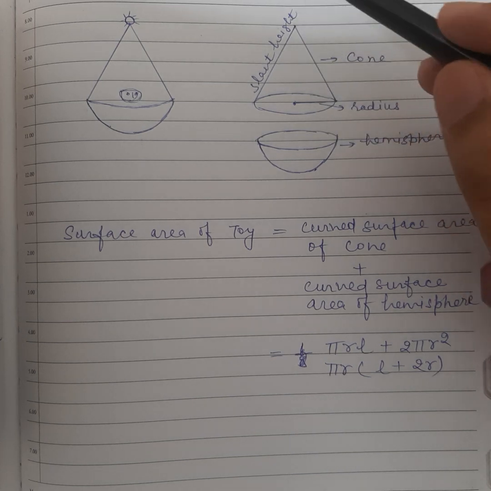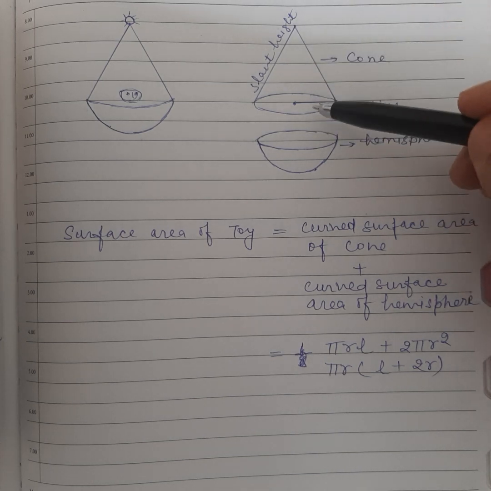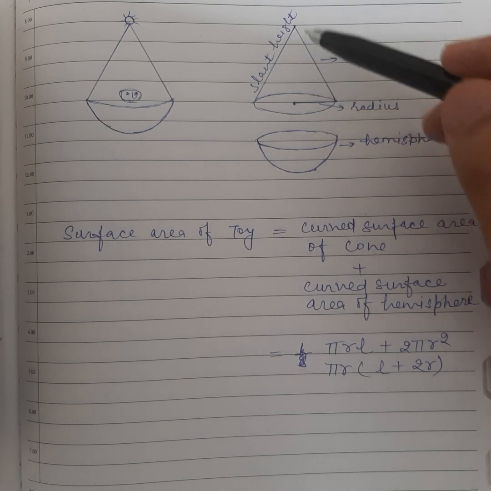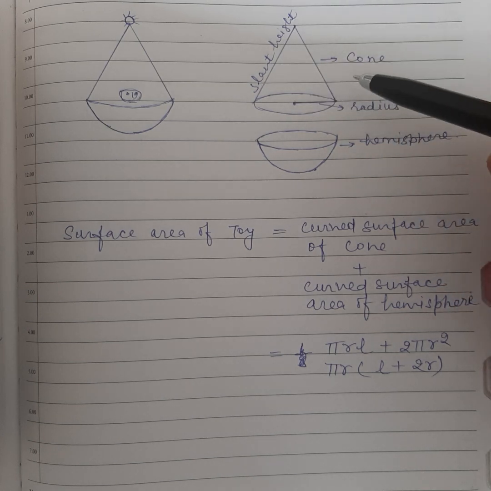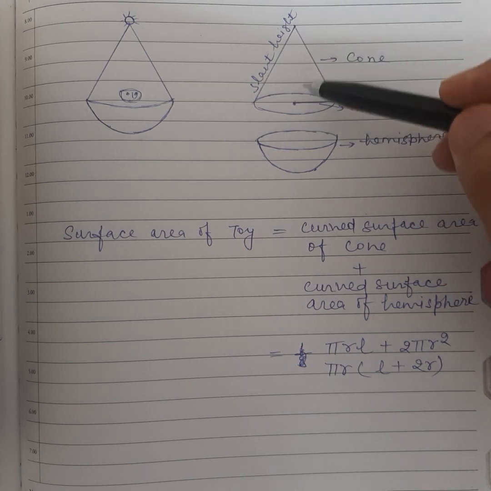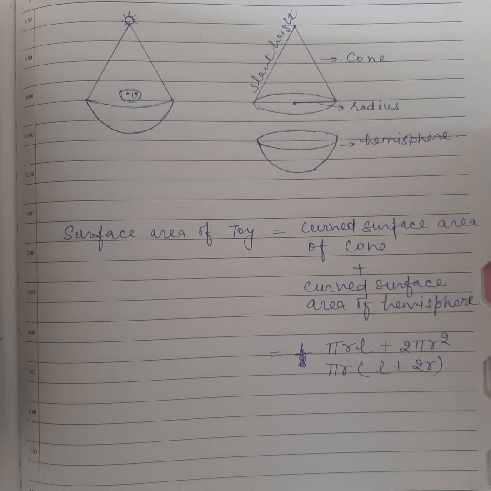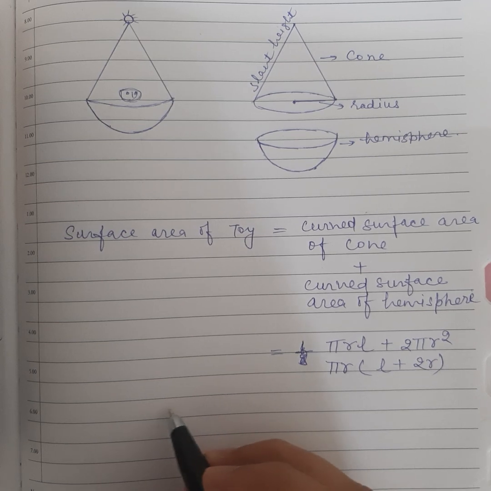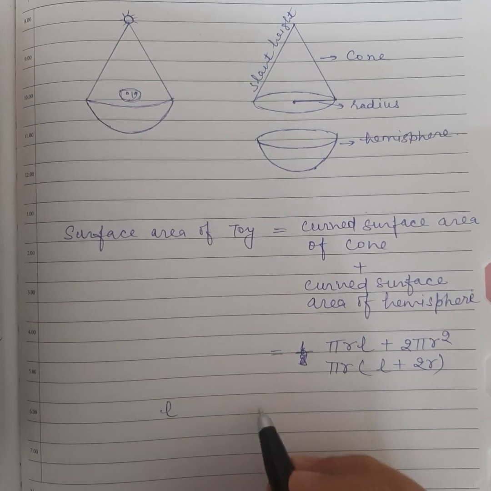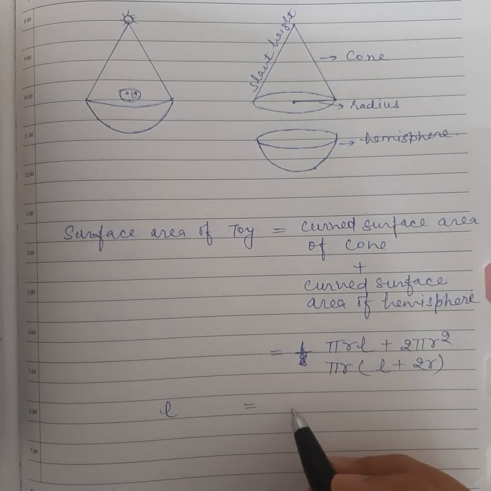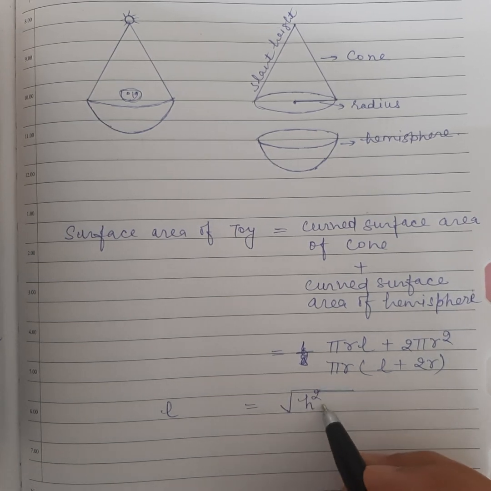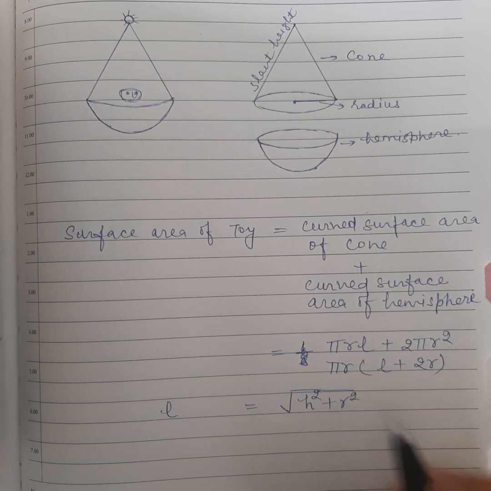So slant height square will be equal to the radius square plus the height square, and then the slant height would be under root of height square plus radius square. So we can write the formula here. l is equal to, if l is not given, under root h square plus r square.